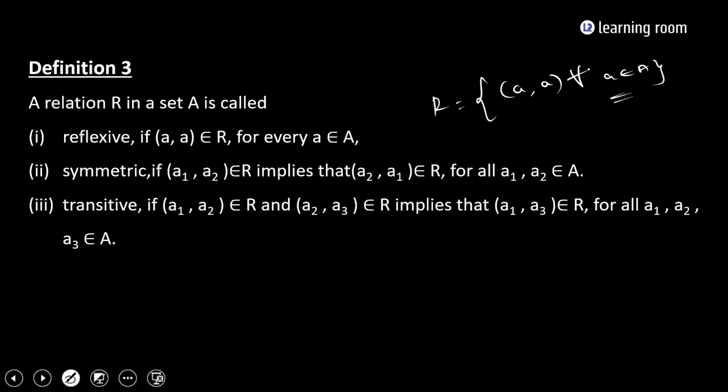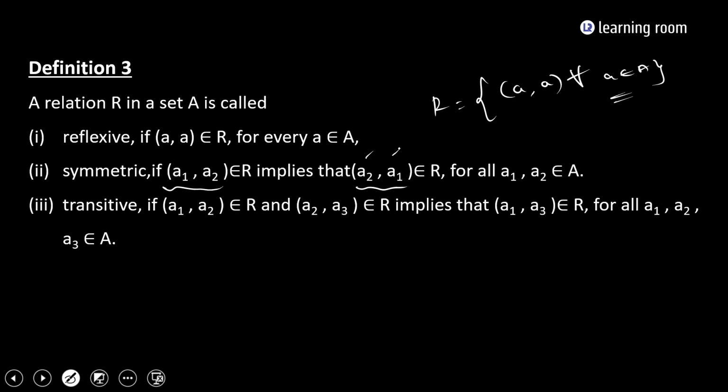For every value of A that comes from the set capital A. So when is it said to be symmetric? If I have an ordered pair A1 comma A2 that belongs to R, and I am able to find the exact reverse of it, A2 comma A1, also belonging to the same set R, such that the elements of the ordered pair are coming from the set A.